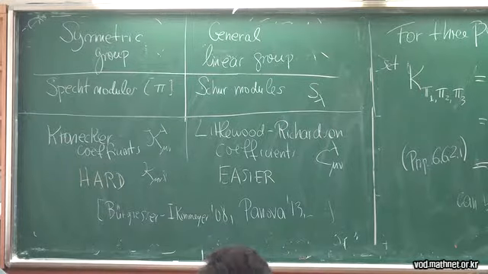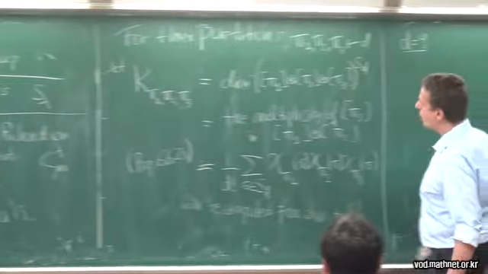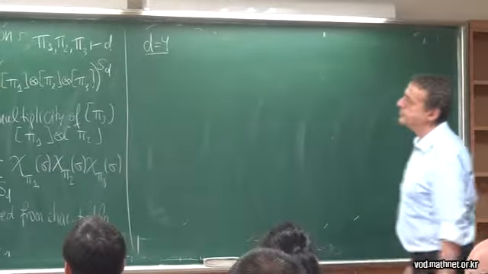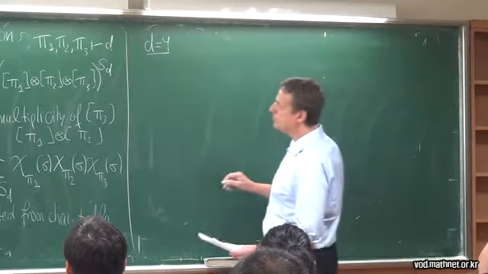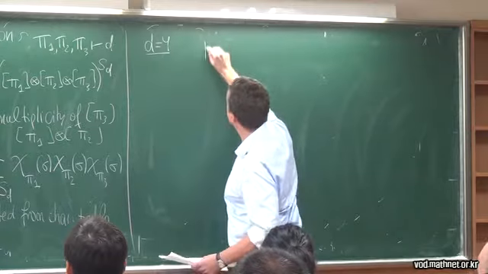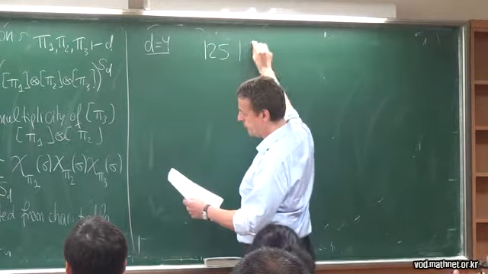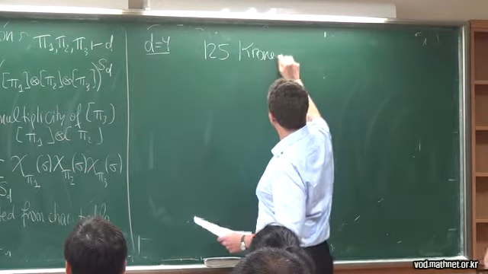I just played around with this, and I did it for d equals 4. This is the first non-trivial case, this triple situation. For d equals 4, there are 125 Kronecker coefficients.